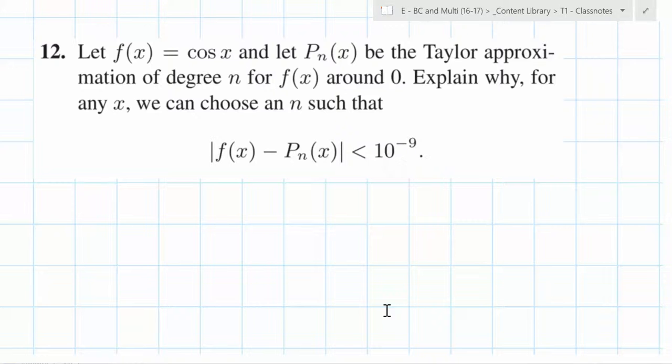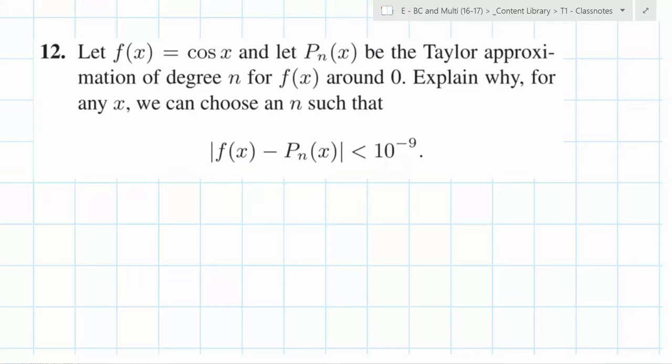It just means you're stopping at a certain point. A Taylor polynomial just means you're stopping at a certain point as opposed to a Taylor series. Explain why for any x we can choose an n such that, what does this equal? This is the error, right? The error doesn't tell you how far we're going, but it says, okay, no matter what we choose for x, we can always get as small as we want for the error.